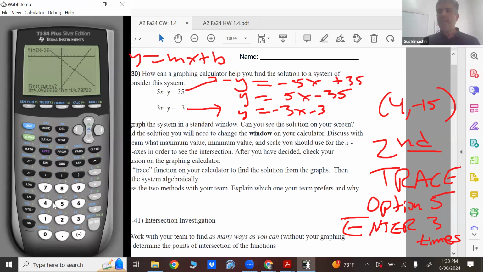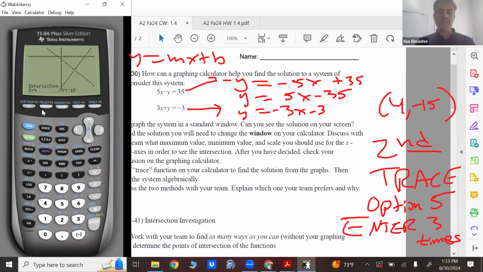Now, it's going to ask a bunch of questions, like first curve, second curve, guess. Just hit enter 3 times. I'll explain what those questions mean in just a little bit. Enter. And so it gives me the answer spot on, 4, -15.